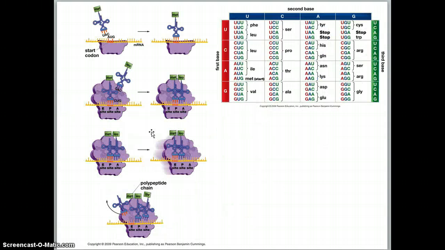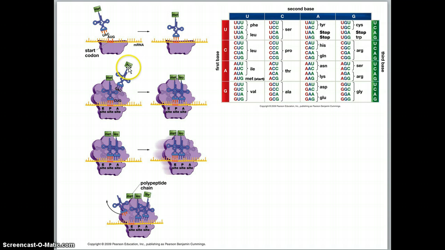Okay, so let's look at this in detail. Protein always starts with the start codon. The start codon in mRNA is AUG, and that codes for methionine, which is the first amino acid of every single protein. So the methionine is going to come in, and its anticodon is going to bond to the start codon on the mRNA. This will signal the large subunit to attach.